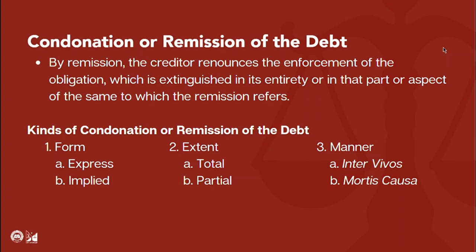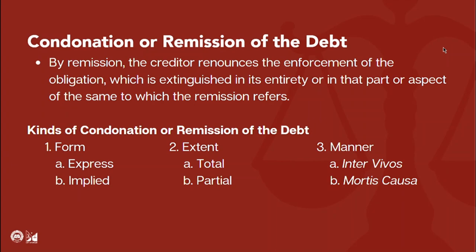There are three kinds, the first one being form, and under this we have express, which is made formally and should be in accordance with the form of ordinary donations, and implied. Second, we have extent. Under this, we have total and partial. Partial refers to the amount of indebtedness or to an accessory obligation only, such as bond or interest, or to some other aspect of the obligation, such as solidarity. Third is manner. We have inter vivos, which is effective during the lifetime of the creditor, and mortis causa, which is effective upon the death of the creditor, and must be contained in a will or testament.